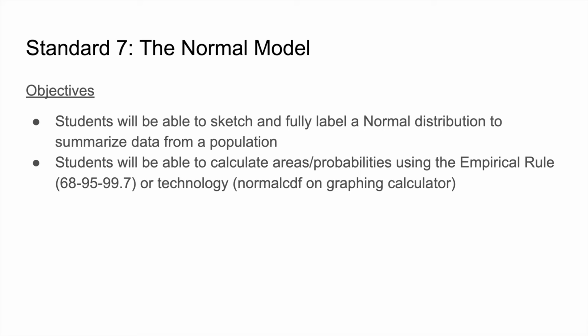All right, so our last standard for quarter one is the normal model. Students will be able to sketch and fully label the normal distribution to summarize data from a population. Students will be able to calculate areas and probabilities using the empirical rule, that's the 68, 95, 99.7, or technology, which is normal CDF on the graphing calculator.